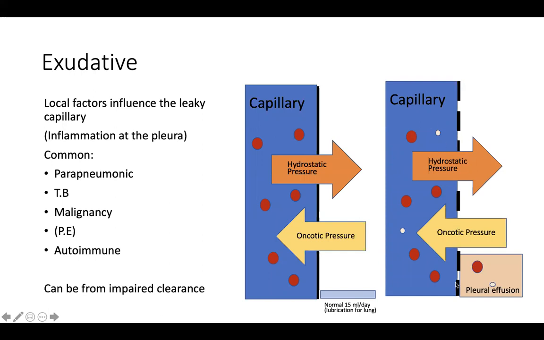When we get this leaky membrane, it means we're getting a pleural effusion, with fluid leaking out to increase that. But if you notice, we're also getting more protein leaking out, and we might also be getting more white cells or anything else that is moving into our exudate. The common things for exudative are if you've got an ongoing pneumonia at the same time, so parapneumonic, TB, malignancy, PE, or autoimmune. So all of the common things if you're thinking about your seven things to rule out in respiratory situations. And impaired clearance can also be a mechanism.